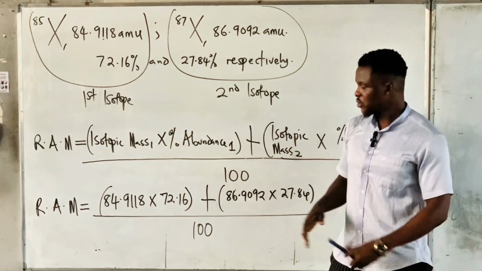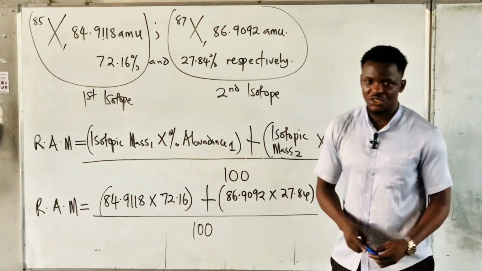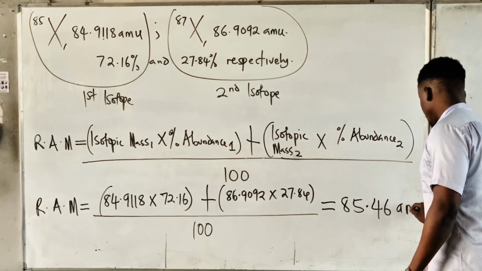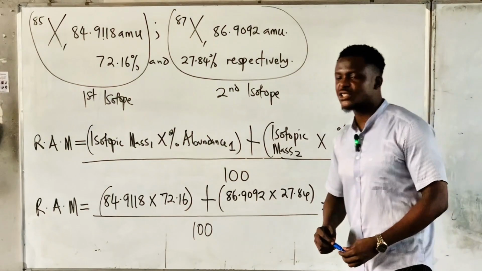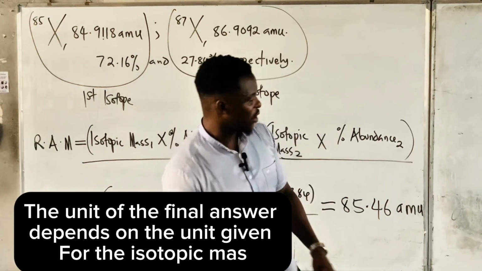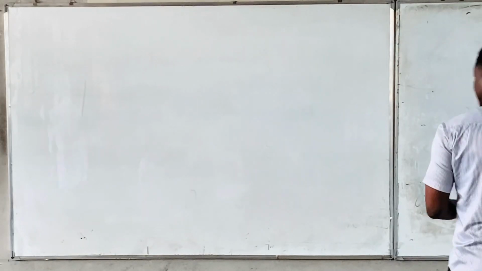Right? So we proceed. Your calculator can do justice to this. Please, the unit is going to be AMU. AMU stands for atomic mass unit. That's the meaning of this acronym. We have another question here.